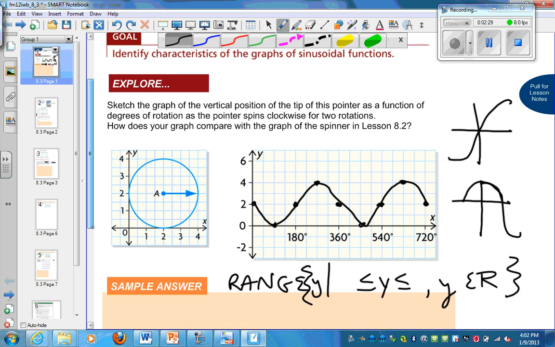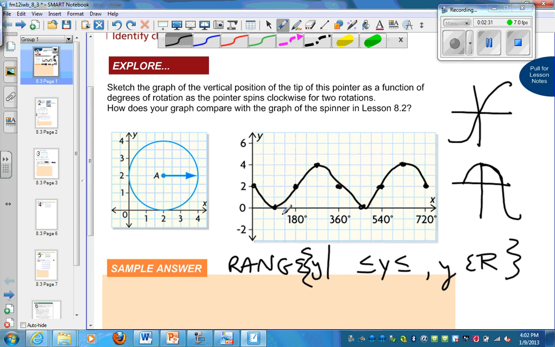And let's look at the range. So domain is x, its range here, y, is always greater than or equal to 0, but less than or equal to 4. It just goes between the values of 0 and 4, but it can be any number between those. We graphed its domain between 0 and 720. It would continue on for a while though.